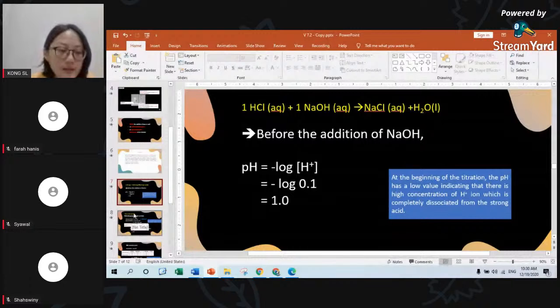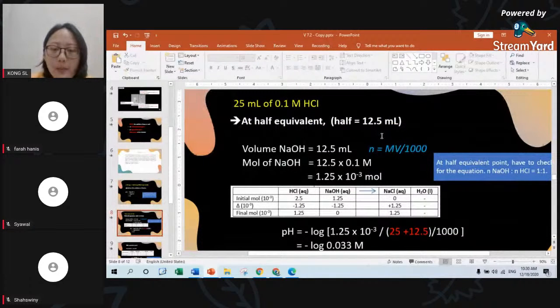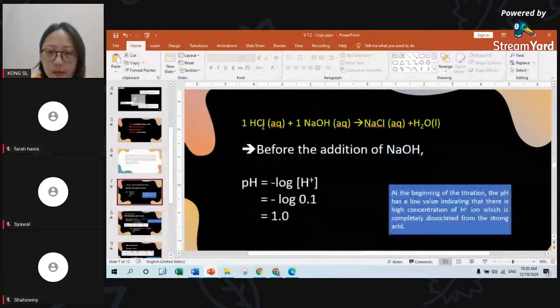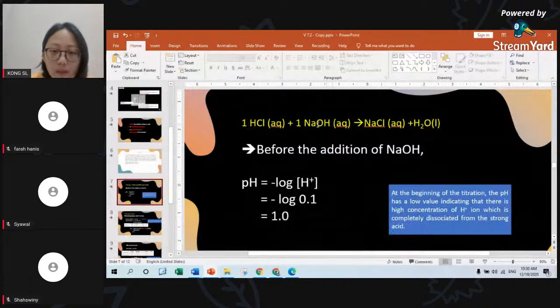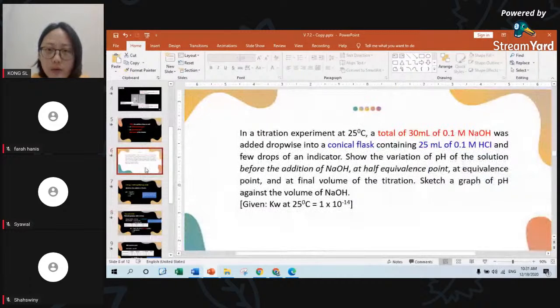Next, half equivalent point. For half equivalent point, you must refer to the equation. That's why in step 1 over here, I already wrote down the equation. The ratio is 1:1. The ratio is very important because MAVA over MBVB equals a over b. Since the ratio is 1:1, the volume to achieve the endpoint, in this case the total volume, is 25 ml of hydrochloric acid. So 25 ml hydrochloric acid and 25 ml of sodium hydroxide will reach the endpoint.